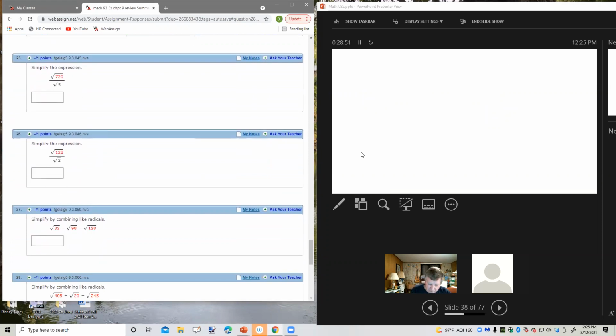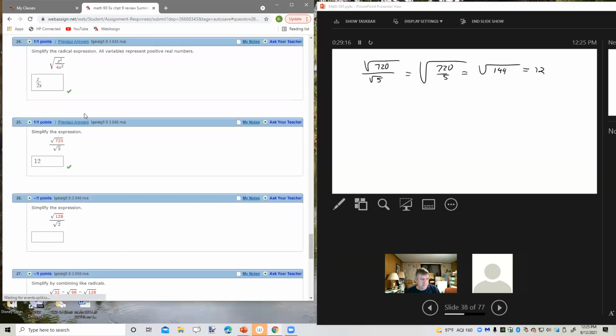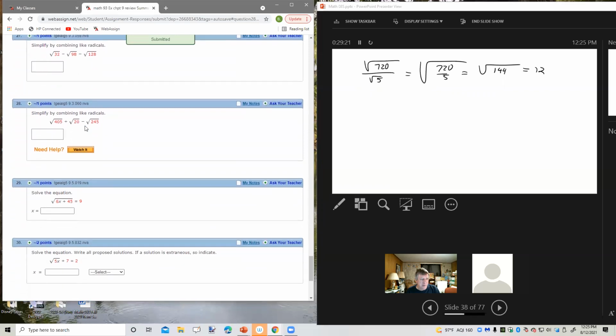All right, simplify the expression. The square root of 720 over the square root of 5 is equal to the square root of 720 over 5, which is, let's see here, what do we get if we take 720 divided by 5, 144, and the square root of 144 is 12. Okay, this one's basically the same. I'm going to skip that one, go on to this one.